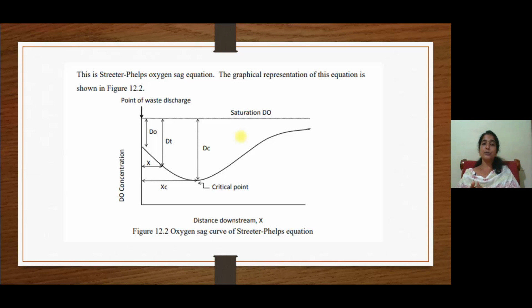I think you understood this oxygen sag curve, and this is very important. And this is a frequently asked question in university examinations. So please go through the session once again and understand the concept of the oxygen sag curve and the Streeter-Phelps equation. The Streeter-Phelps equation will be explained in the problem related to this oxygen deficit.